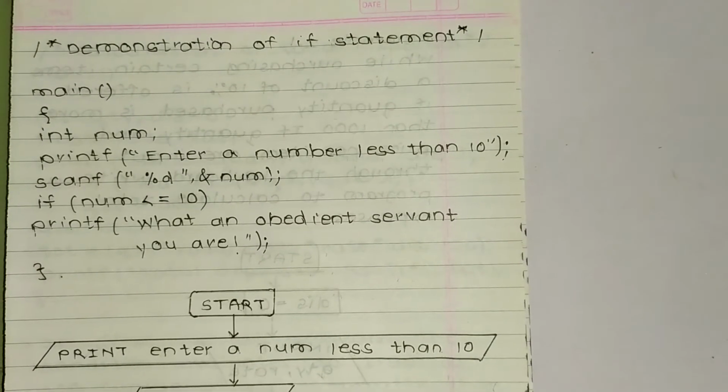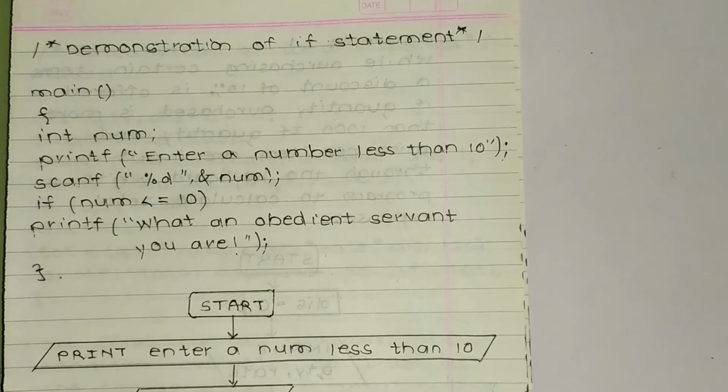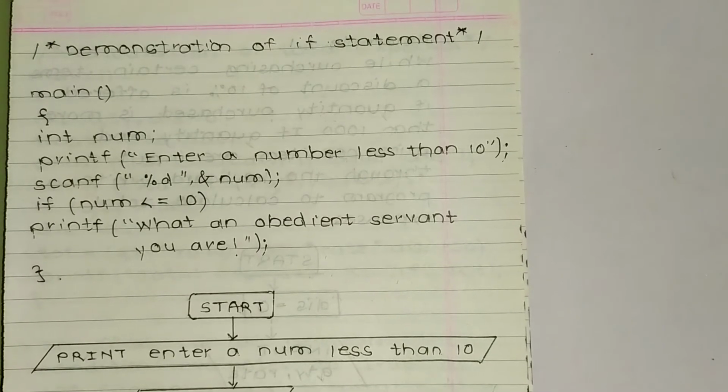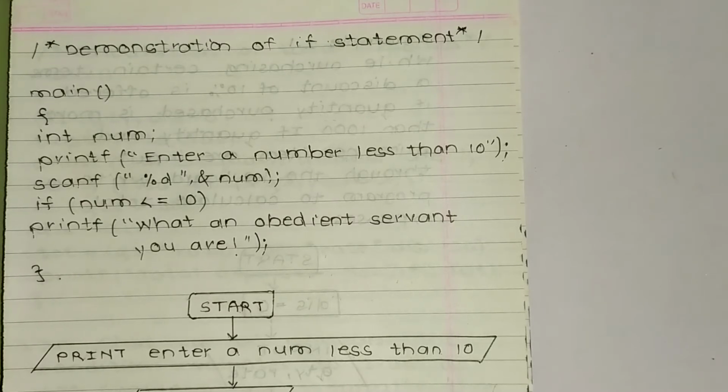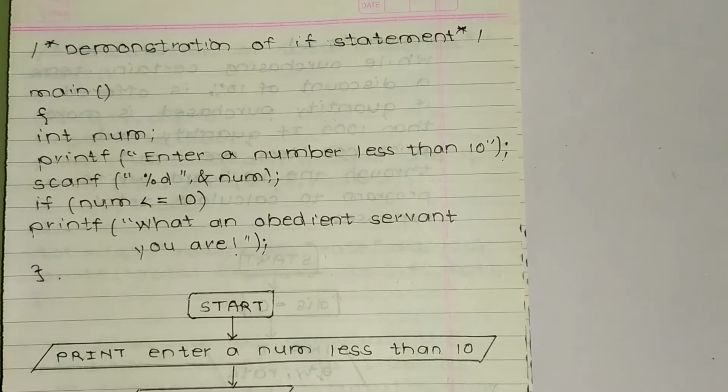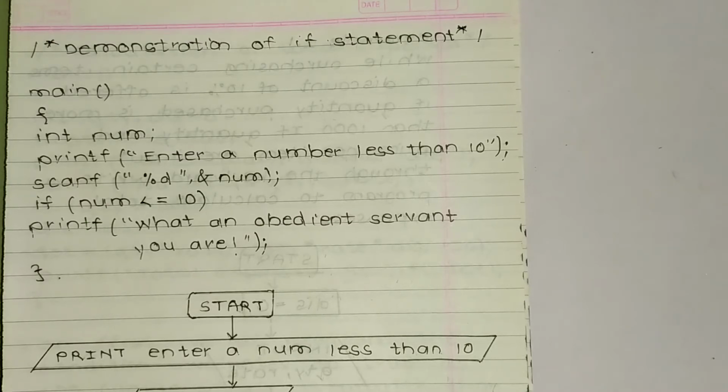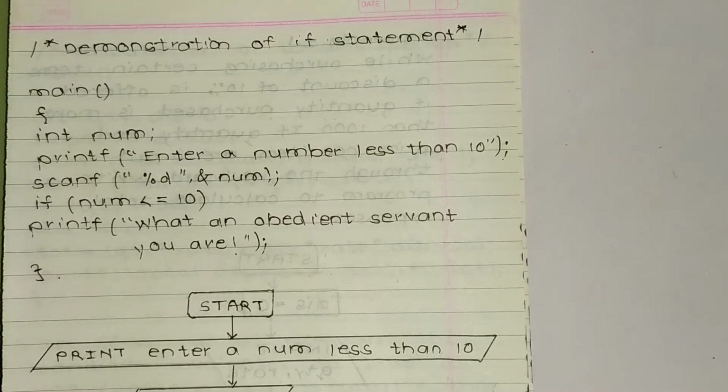Demonstration of if statement. Main, then int num. So main is basically a function, so it is compulsory in every program. Now bracket open, int num, that is number is an integer, so int num. Printf, enter a number less than 10, semicolon. So here we are telling the compiler to enter a number which is less than 10.